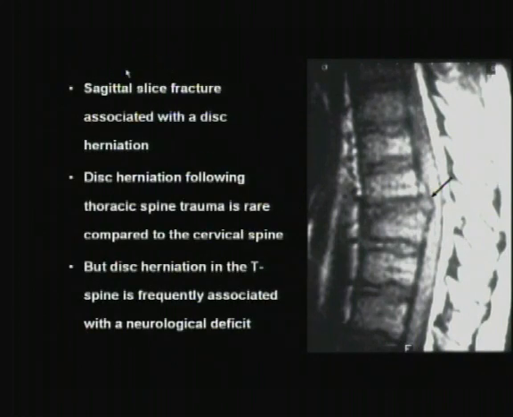This is a patient who acutely developed a fracture. What he had was a sagittal slice injury, and invariably these patients have neurological symptoms. Unfortunately, disc herniations are not that common with the thoracic spine injuries. They're much more common in the cervical spine injuries.